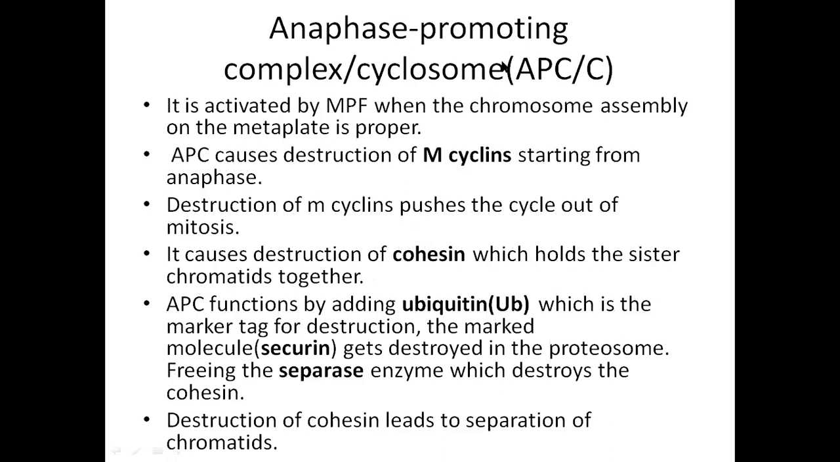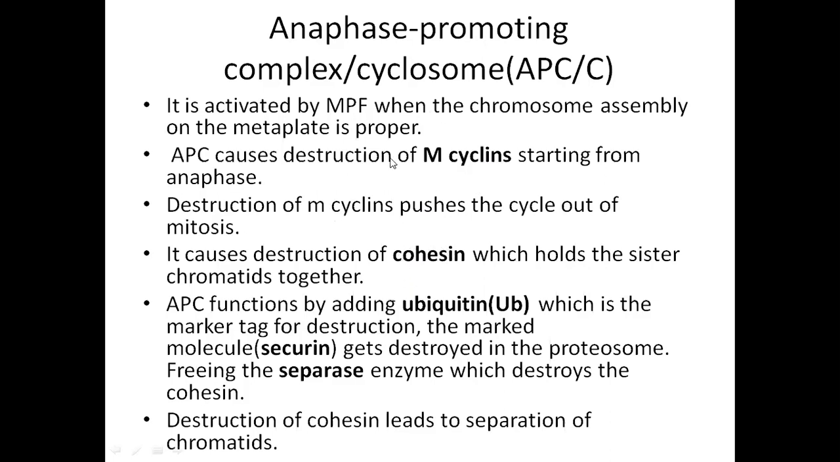Now, there is another important complex that is formed during the M phase, known as the anaphase promoting complex or cyclosome. In short form, it is termed APC/C. Now, what is the role of this? The MPF will bring about prophase and metaphase. In the metaphase, there is alignment of the chromosomes in the metaplate. As we have seen in the previous video, the spindle fibers come and get attached to the chromosomes and hold them in the metaplate. Holding them in the metaplate is done by a specific type of protein called cohesin molecules.